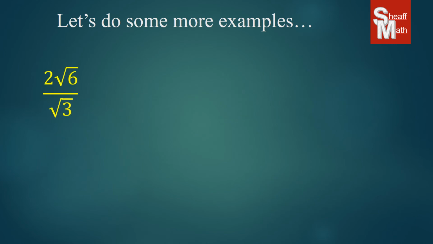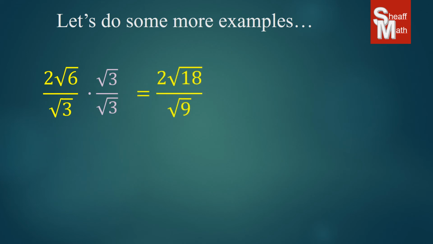All right, here's another one. This one now has radicals in both the top and the bottom. So we do the same thing. We want to get rid of that radical 3, so we multiply by this, and we end up with 2 radical 18 over radical 9, giving us 2 radical 18 over 3. And you might think, hey, I'm done. But you're not quite done if your teacher has you do this, because in a previous video that we did here, you might have remembered that we can simplify radicals.